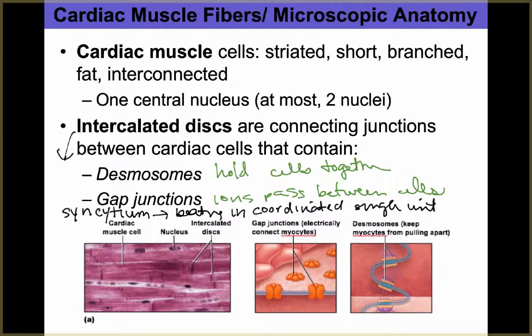Now, what's really cool about these guys is that they don't get tired. This muscle tissue does not get tired. It doesn't get tired because it's about 25 to 30% mitochondria.